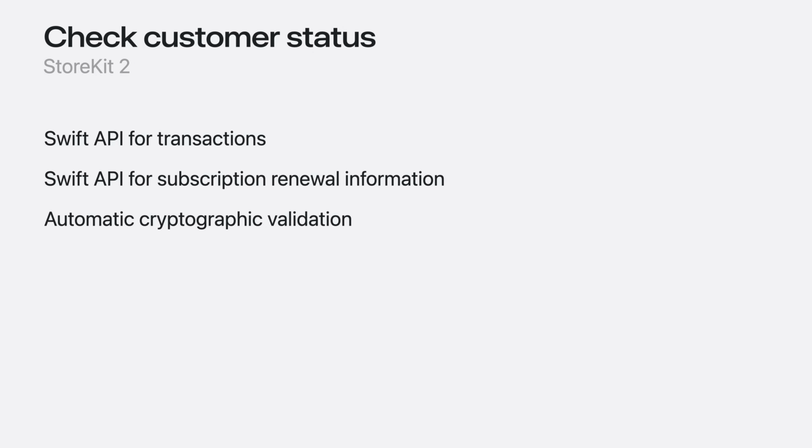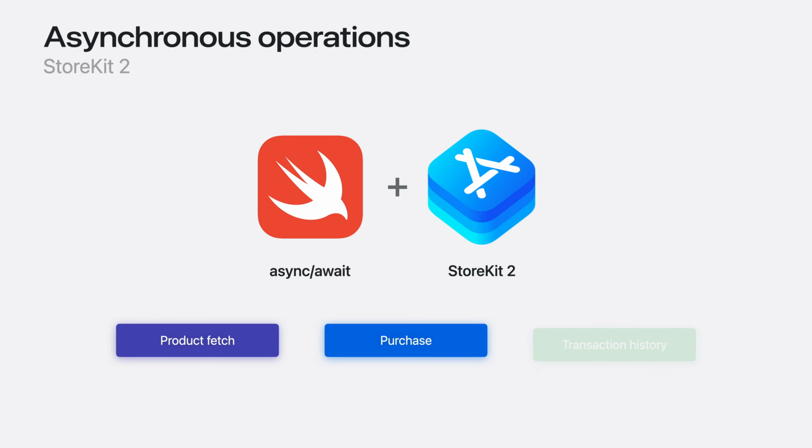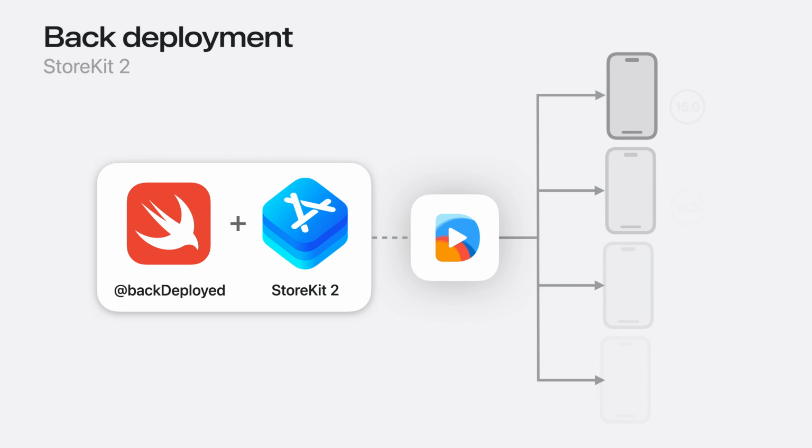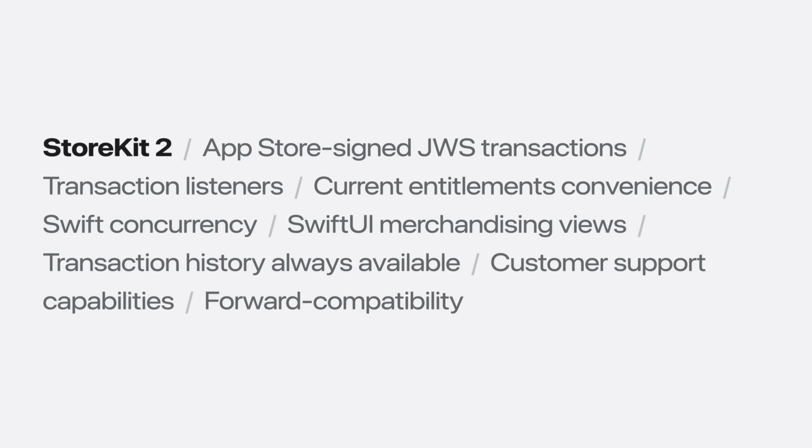And the framework automatically performs cryptographic validation for you. StoreKit 2 also uses modern language features like the Swift async await pattern to perform tasks like fetching product metadata, purchasing, and retrieving your customer transaction history. Finally, thanks to the back-deployed attribute in Swift, StoreKit 2 lets you access new App Store features even when your app is installed on a device with an older operating system. And that's not all. StoreKit 2 provides an entire suite of tools that makes handling in-app purchases really easy. To learn more about the APIs you can use in your app today, check out the StoreKit docs on the Apple Developer website.